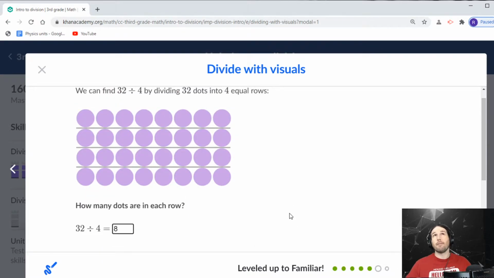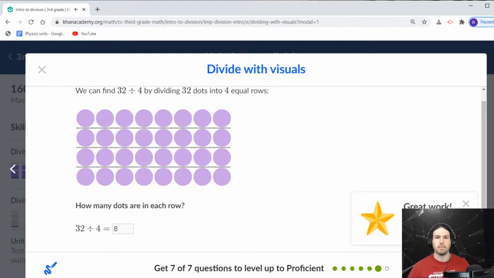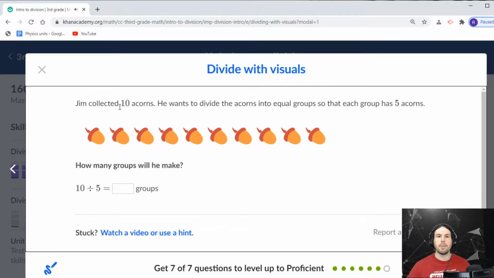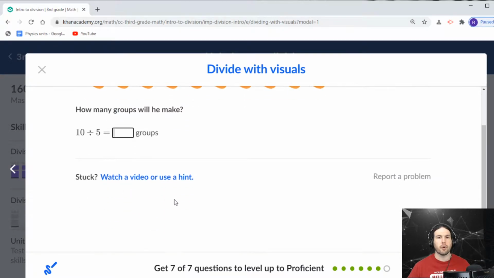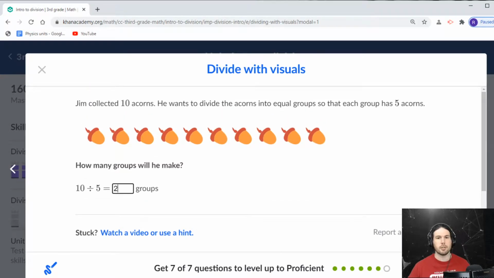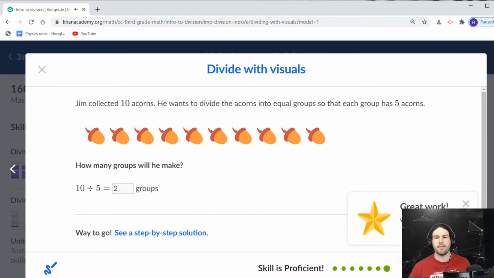Again, for my part, when I divide by 4, I'm not dividing by 4, I'm dividing by 2, and then dividing by 2 again. I know that half of 32 is 16, I know that half of 16 is 8, so 32 divided by 4 is 8. Jim collected 10 acorns, 5 per group, that means 2 groups. And that's divide with visuals.